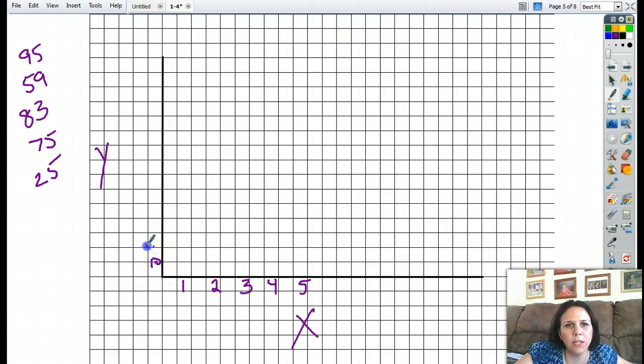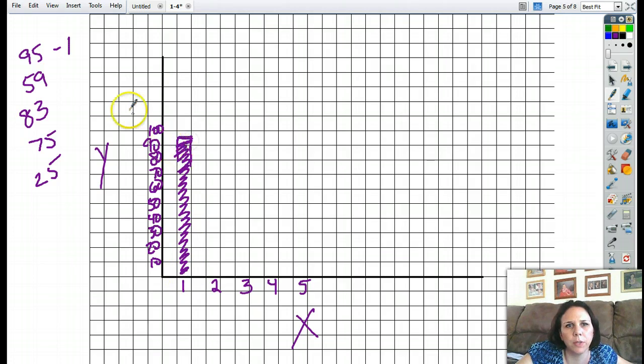So let's go 10, 20, 30, 40, 50, 60, 70, 80, 90, and 100. Okay. So student 1 got a 95. So student 1, 95. And I'm going to put a little thing right there. And then I'm going to use my ruler, if I had one, to draw this all the way down. And then I would color it in. Okay, so there's student 1.